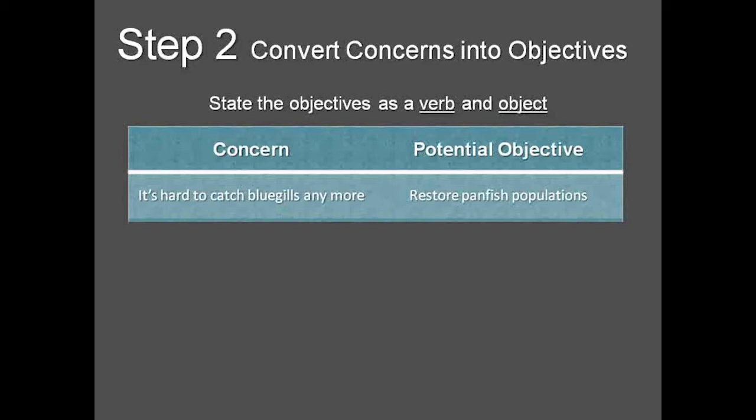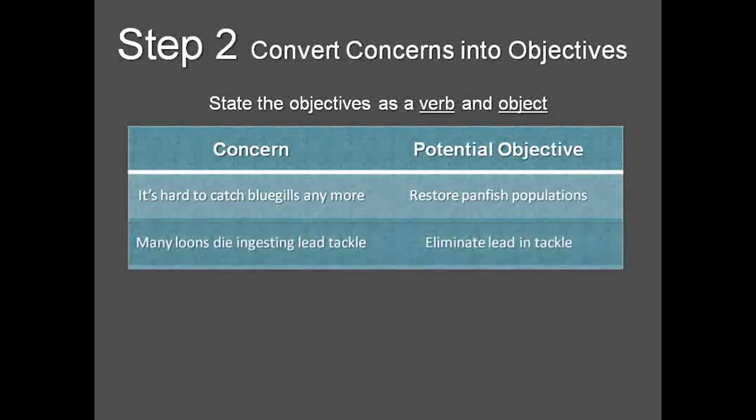We've got a verb, restore, we've got an object, panfish populations, and then often we might actually have a sense of performance criterion. Restore panfish populations to levels that were seen in the early 1970s. So often an objective will have with it even more detail. But at least it's got a verb and an object, okay?